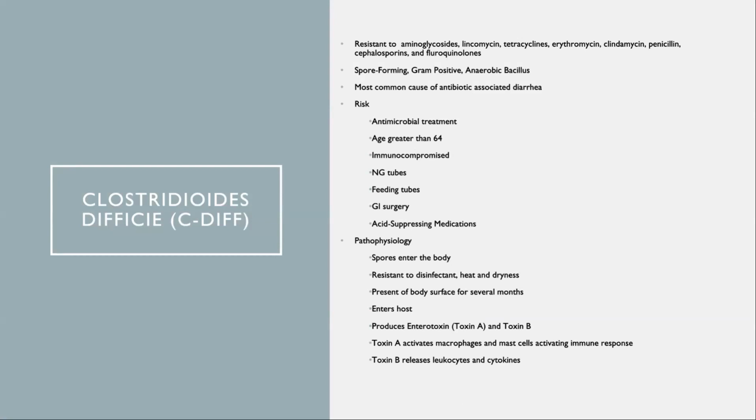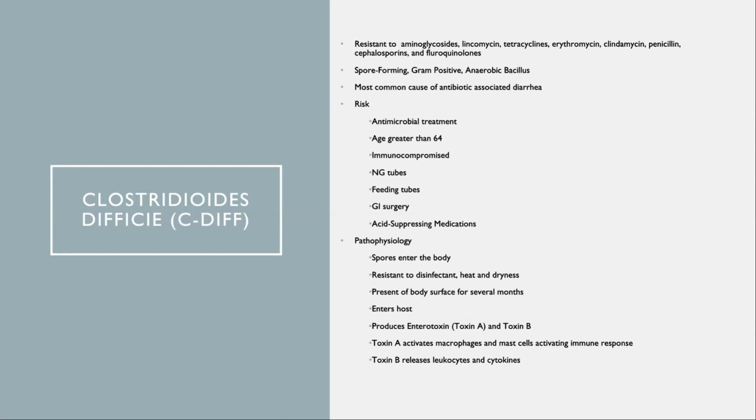The risk for developing C. diff is antimicrobial treatment, age greater than 64, an immunocompromised system, those who have NG tubes or feeding tubes, those who have recently had GI surgery, or are taking acid-suppressing medications.